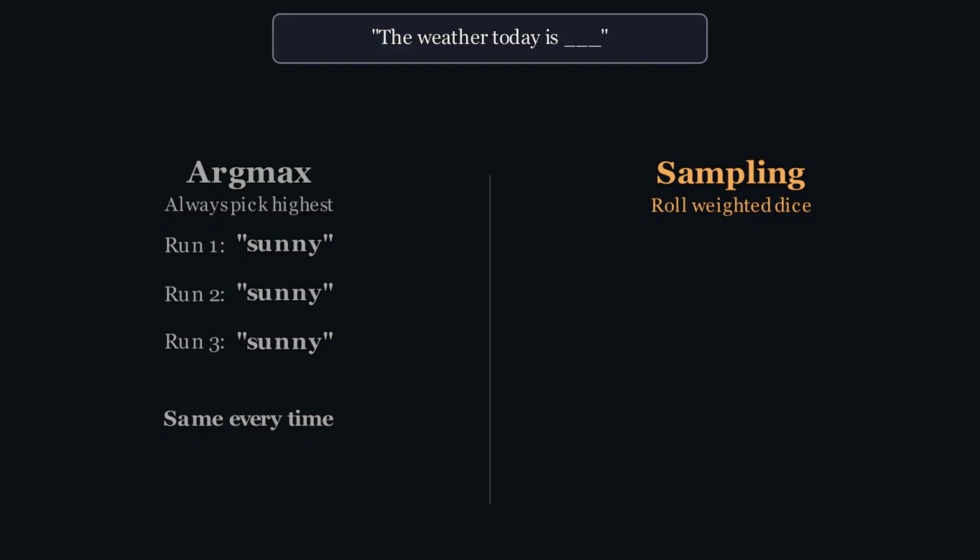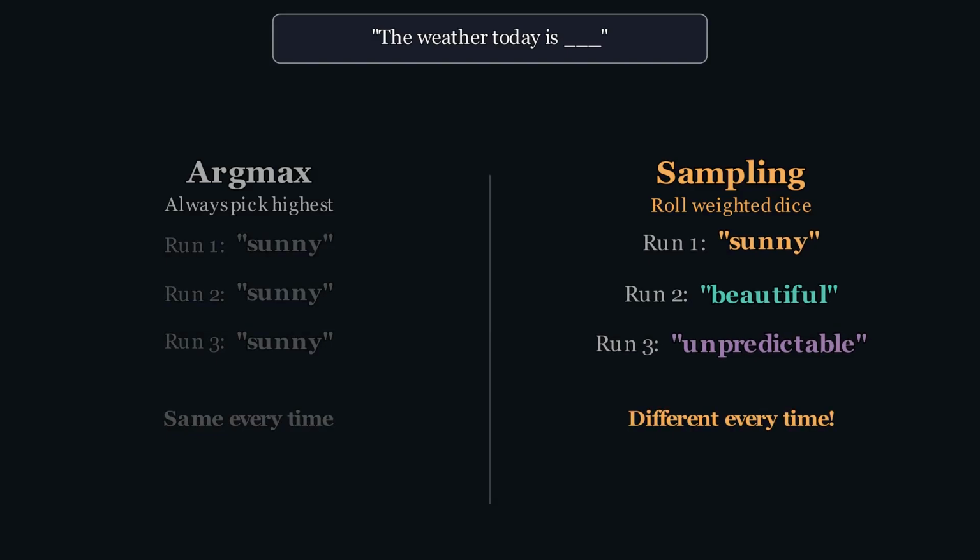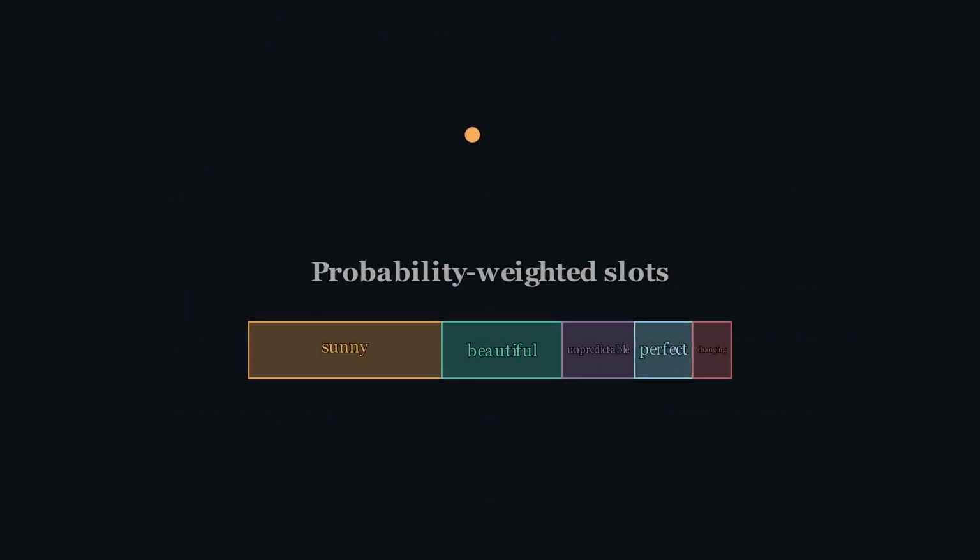Predictable, robotic, boring. But with probabilistic sampling, you roll the weighted dice. Run 1 gives sunny. Run 2 gives beautiful. Run 3 gives unpredictable. Same prompt, different results every time. Think of it like dropping a ball into probability-weighted slots. The wider the slot, the more likely the ball lands there.